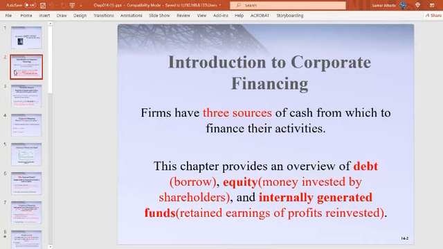The third source is internally generated funds. We call it retained earnings. So this is very simple. Retained earnings is our profit from the last year, which we didn't distribute as dividends. Okay, so at the end of the year we normally have profit, so we have two options. Either we distribute it as dividends, or we keep it and invest it again in the company. So these are the main three sources that are available for us as a company, and this actually is a general overview of this chapter.